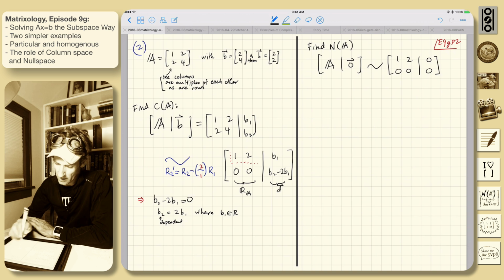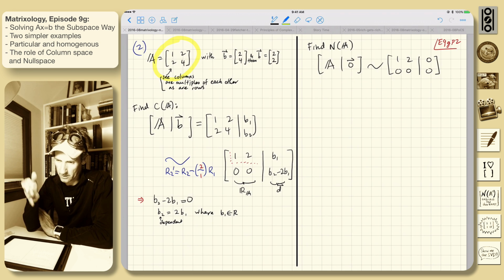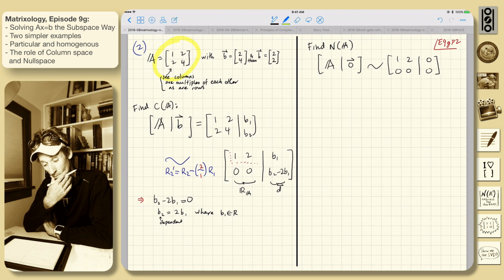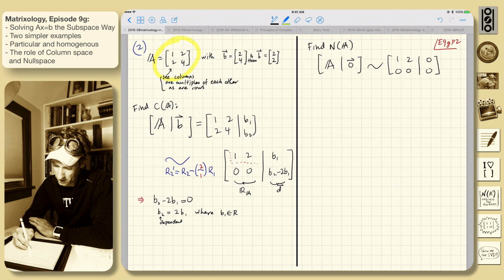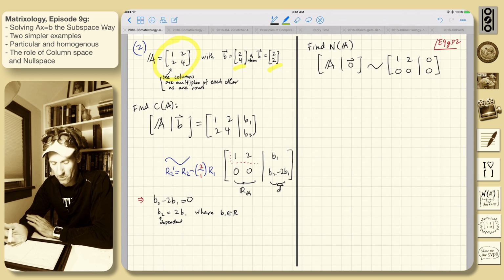Good, juicy. All right, so different A: 1, 2, 2, 4. So the columns are clearly multiples of each other. Same with the rows. It's a symmetric matrix, which has all sorts of other good things, but that's not what we'll look at here. So let's consider two possible Ax equals B problems. B equals (2, 4), and B equals (2, 2).